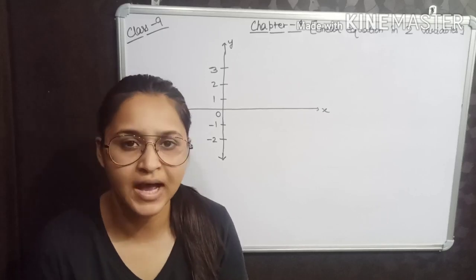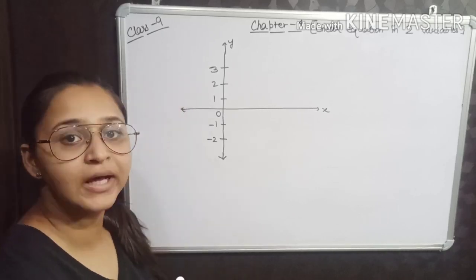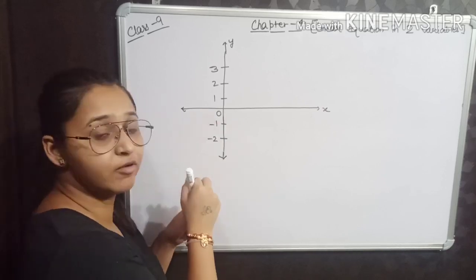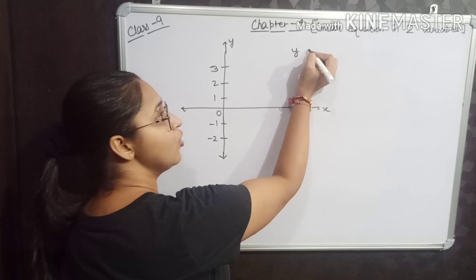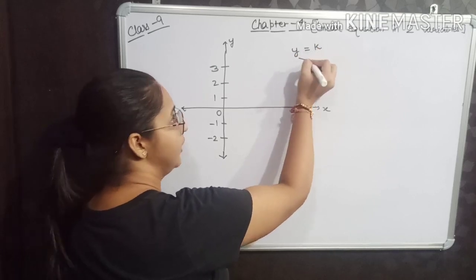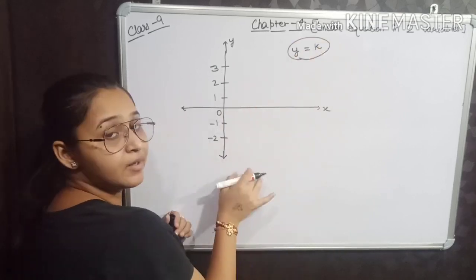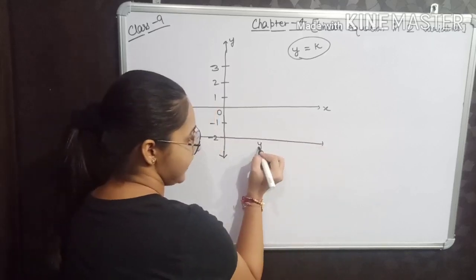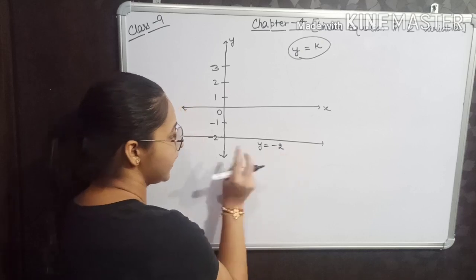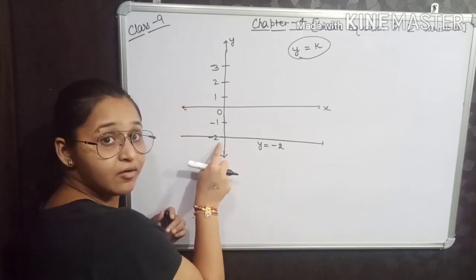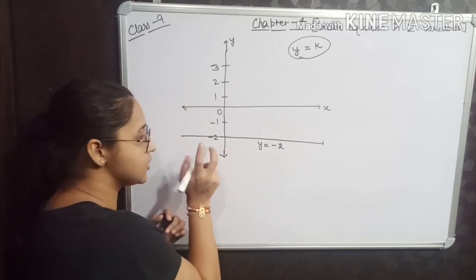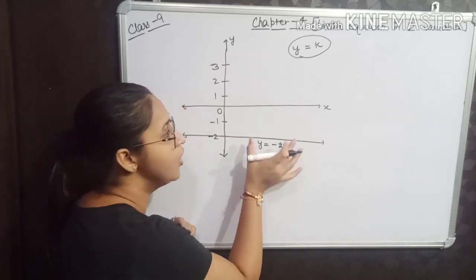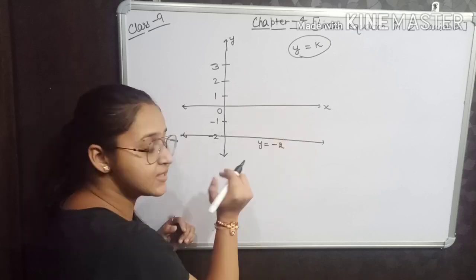So students, as we have seen in the previous module, the equation of a line that is parallel to the x-axis is of the form y = k, where k is a fixed number. Let me take an example. If I draw y = -2, because here the y coordinate is -2, this is the equation of a line y = -2 that is also parallel to the x-axis.